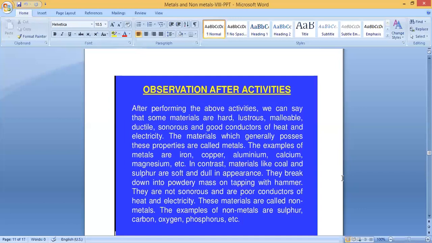So now you have learned the physical properties of metals and non-metals. Now you can easily identify and differentiate metals and non-metals. Clear, children?